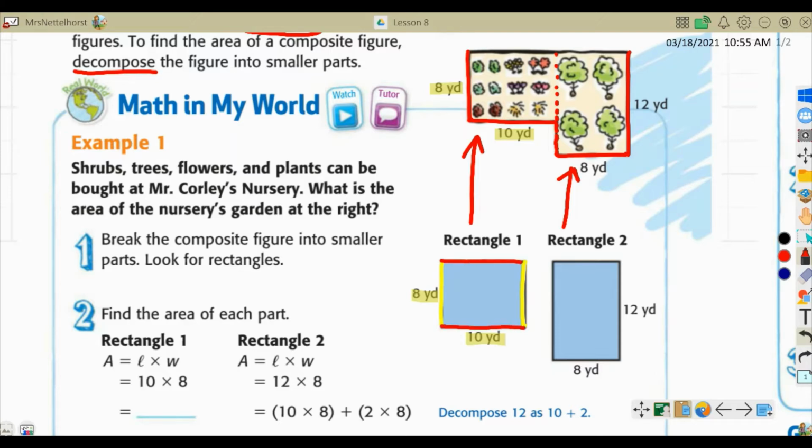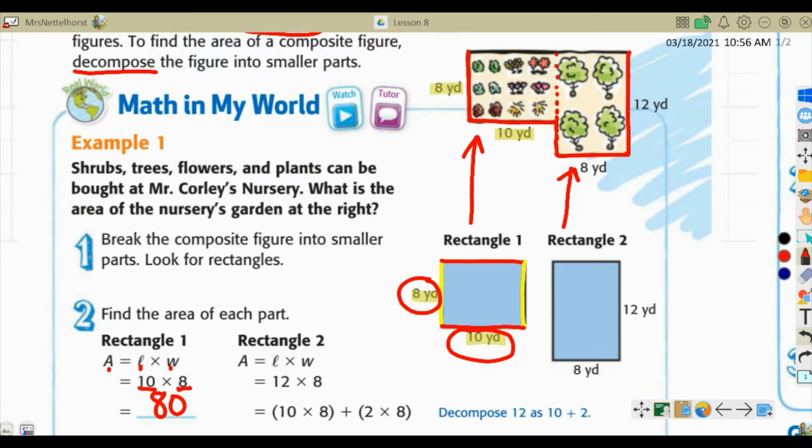But to do area, we only need 2 side lengths. We need the short side and we need the long side. The long side is also called length. The short side is also called width. You can see down here, this is called a formula: area equals length, that's a cursive L, times width. So that is a formula where you can put in the numbers for the variables. So the length on rectangle 1, the long side, is 10 yards. The width, the short side, is 8 yards. And 10 times 8 is 80.